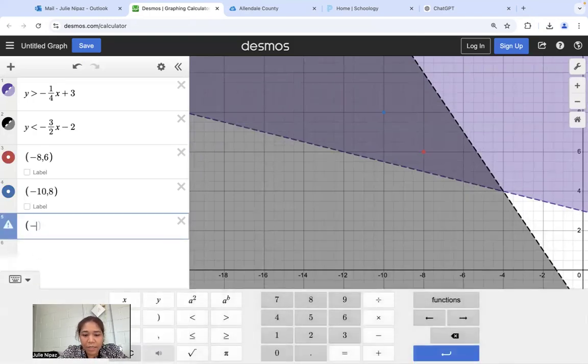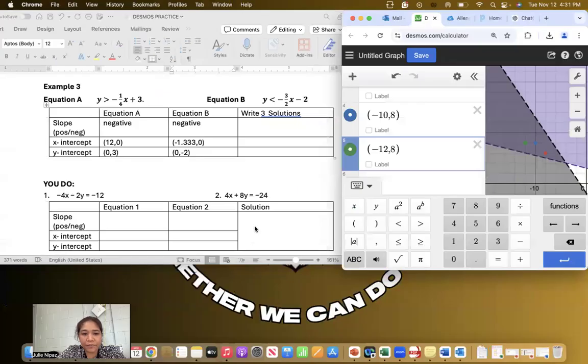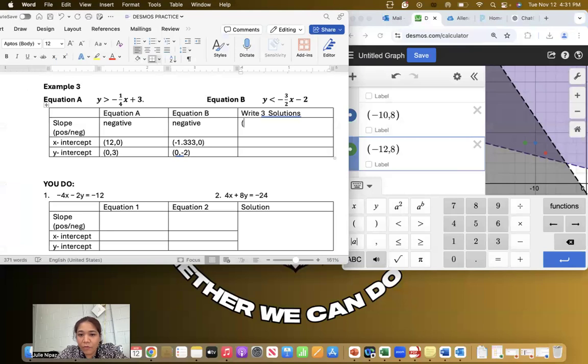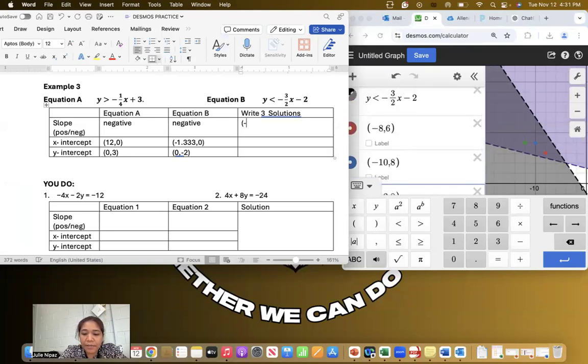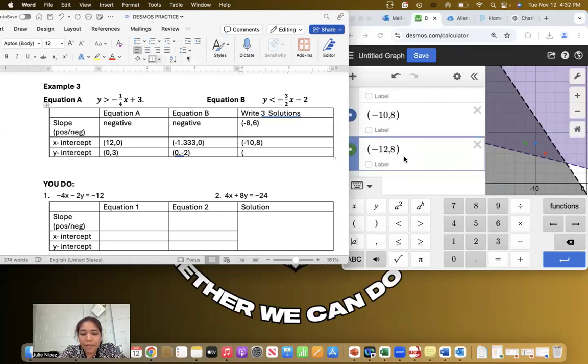All right, so it should now be -12, comma 8. So I'm just typing those points to make sure they are inside the common region. Both colors should be there, the black and the purple. Okay, so I'll have these as my 3 solutions. So I will write it here. Our first solution can be -8, comma 6. Our second solution can be -10, comma 8. And your third solution can be -12, comma 8. All right? So that's it.